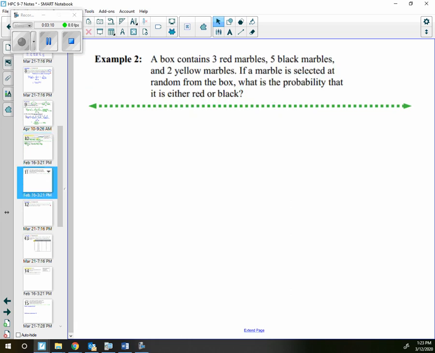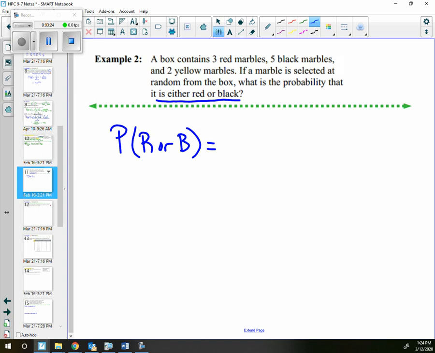All right, so let's try a couple. So it says here, back to our marbles in a box again, same exact ones. What's the probability that you choose either a red or a black? So the probability of a red or a black. All right, well, in your mind, you probably just total them up automatically, but technically, the probability of getting a red would be 3 out of 10. The probability of getting a black would be 5 out of 10. So together, we have an 8 out of 10 chance that that's going to happen. So this is the probability of getting a red plus the probability of getting a black.